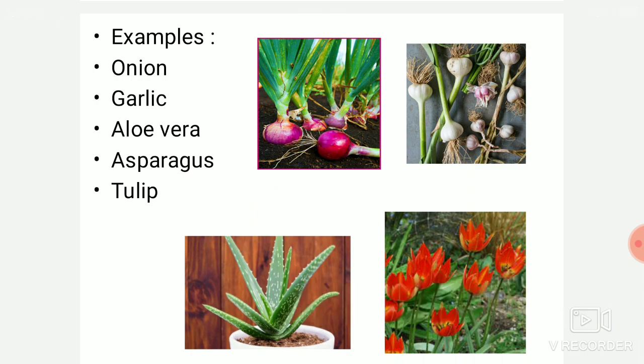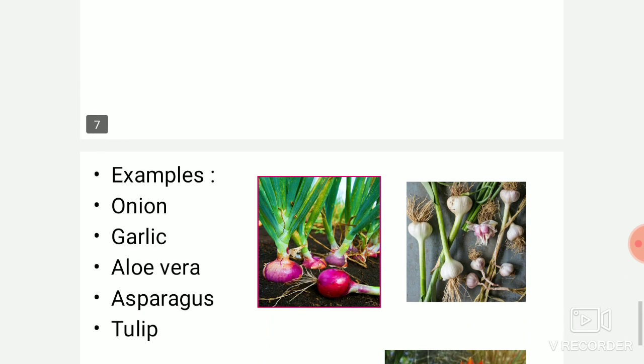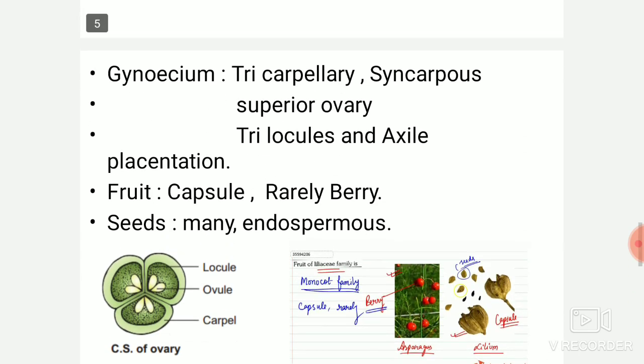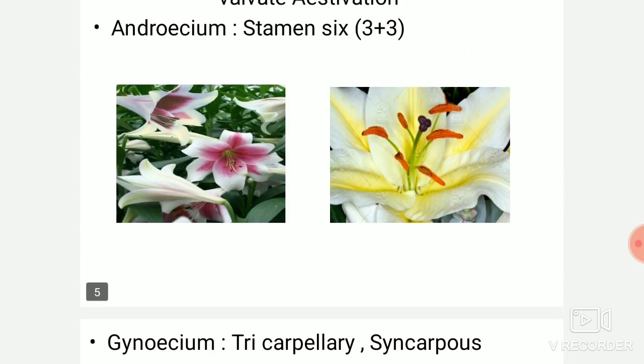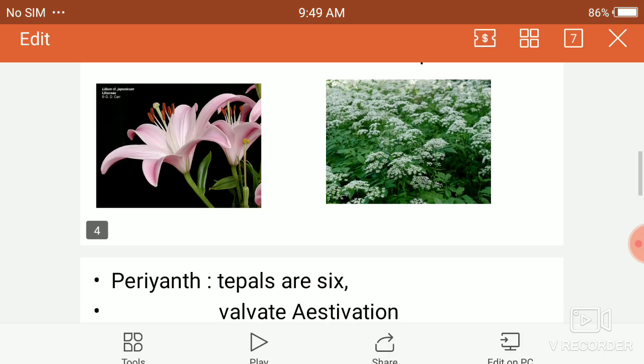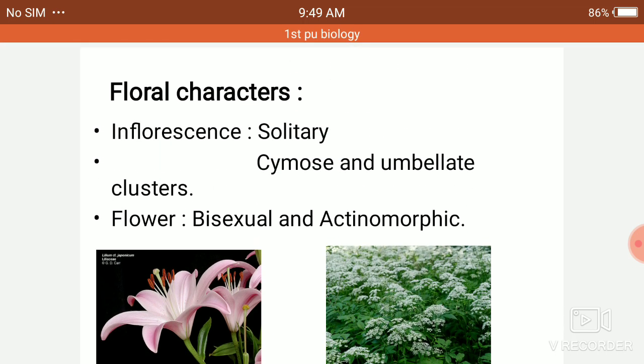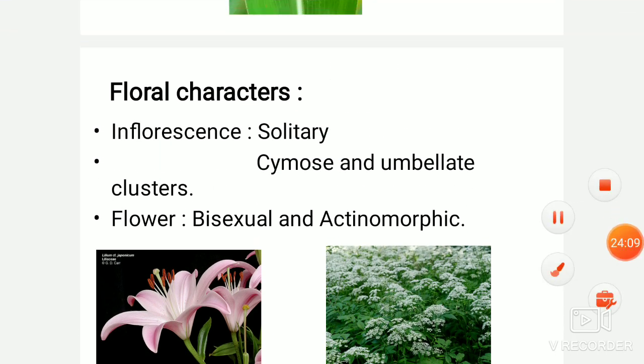So those are the characters of the plant Liliaceae, the vegetative characters and the floral characters which have been mentioned here. So go through, study well. Thank you.